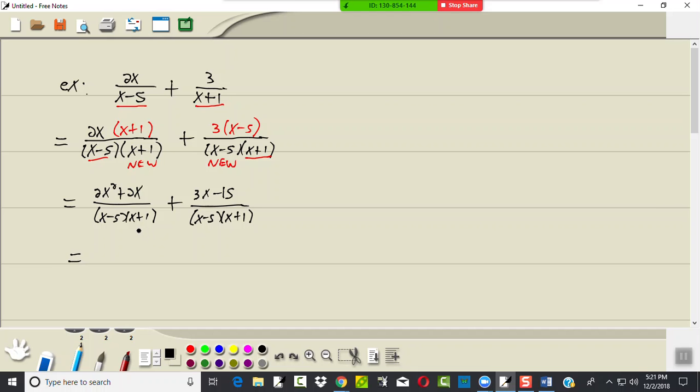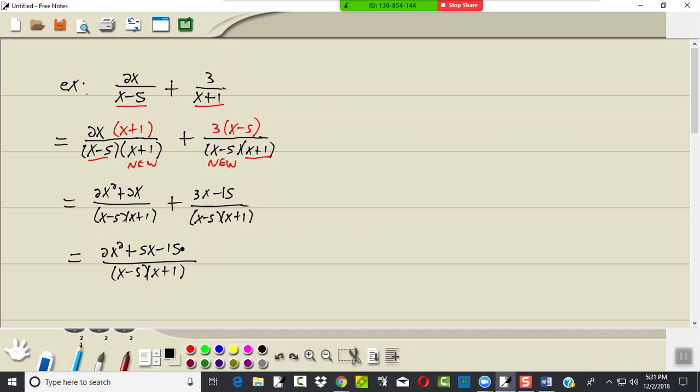Now notice that they have the same denominators now. So I merged together the top parts. So I got 2x squared, 2x plus 3x is 5x, minus 15, over x minus 5, x plus 1.